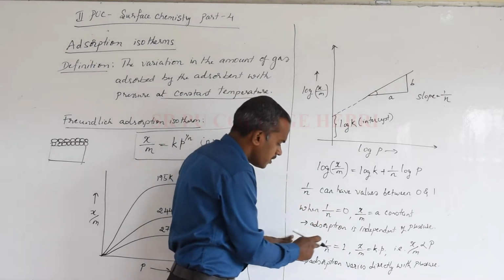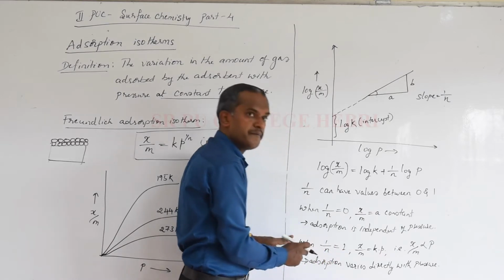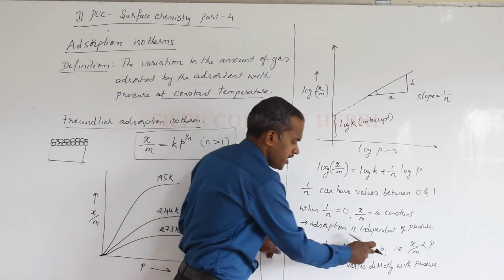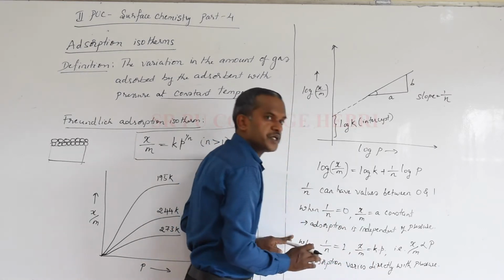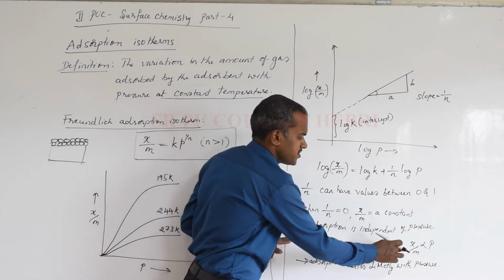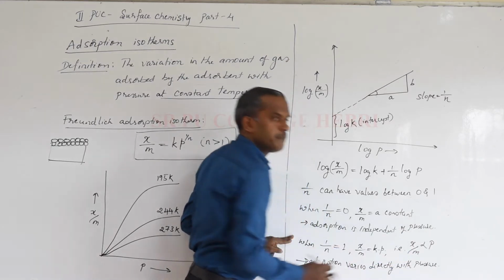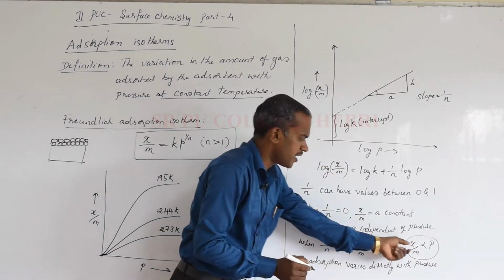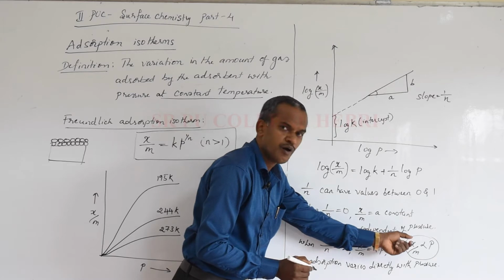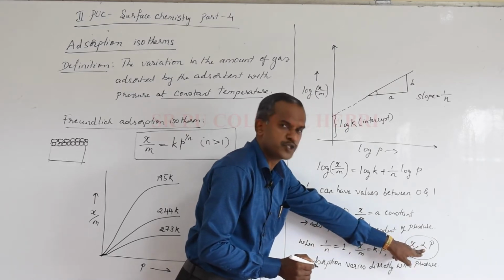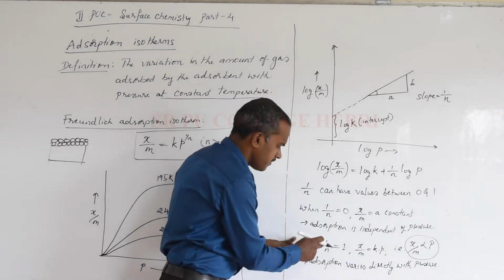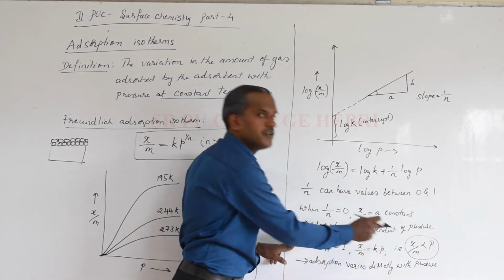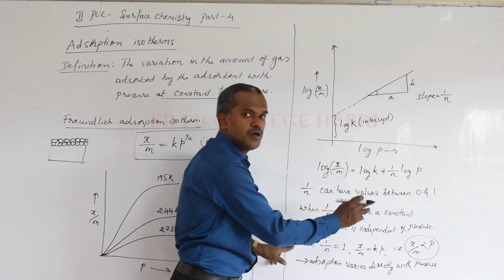Now when the value of 1 by n is equal to 1, what happens to x by m? x by m is equal to k into p. We know k is already a constant, p stands for the pressure. So if you remove that constant, you can represent it as x by m is proportional to p. What do you mean by this? When you write x by m is proportional to p, the accumulation of gas on the surface of solid, or adsorption, is directly proportional to pressure. So remember, when the value of 1 by n is equal to 1, adsorption varies directly with pressure.